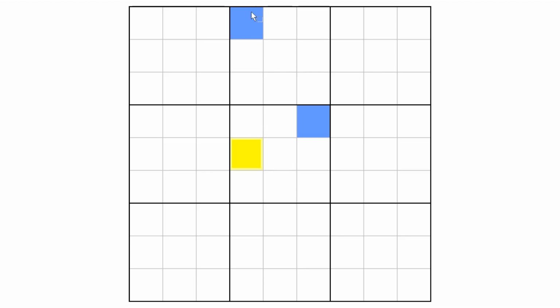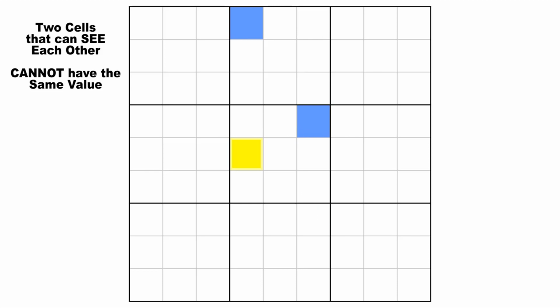It sees this blue cell up here because it's in the same column, and it sees this blue cell over here because it's in the same block, this house, block 5. Now, even though those two cells look like they're out of line, they do see each other because they lie within the same house. Please note that any two cells that can see each other cannot have the same value.